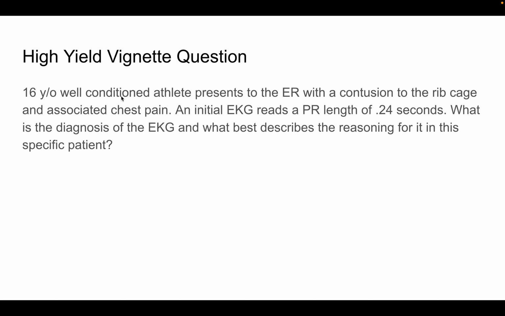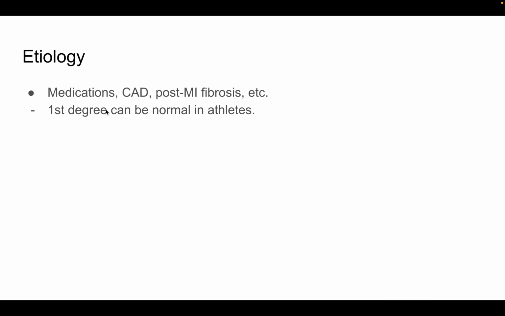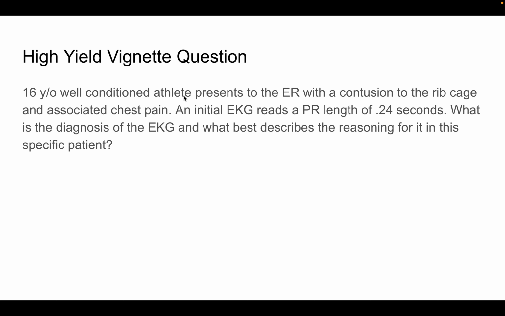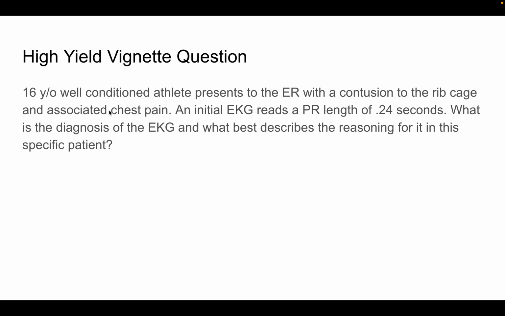Well, let's look at the specific patient. It's a 16-year-old well-conditioned athlete. What did we say was a common cause of a first degree heart block? Let's go back real quick. Common cause would be normal in athletes. Why? Because they have that increased vagal tone, right? So they can have this, and it can be normal, and it very well is asymptomatic. So your answer choice is, if you have an increased PR length, you're going to have a first degree heart block. And the reason that this kid had a first degree heart block was because he was an athlete. It says he's well conditioned, and so he has increased vagal tone.